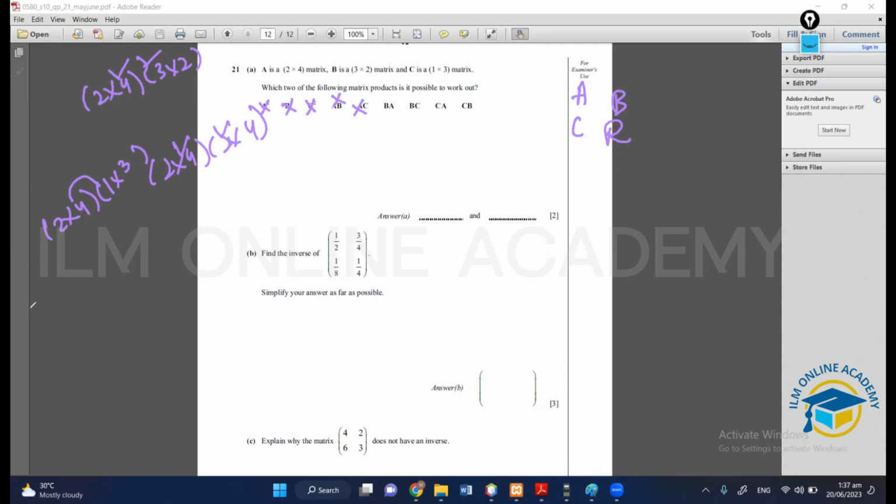Now BA, now B is 3/2 and A is 2/4. This is possible because the B has 2 number of columns and the A has 2 number of rows. So this is possible. BC is also not possible because B has number of columns 2 and C has number of rows 1. This is also not possible. CA is also not possible because C has number of columns 3 and A has number of rows 2. But CB is possible because the number of rows and columns are equal. C has 3 number of columns and B has 3 number of rows. So only 2 are possible, which is BA and CB.